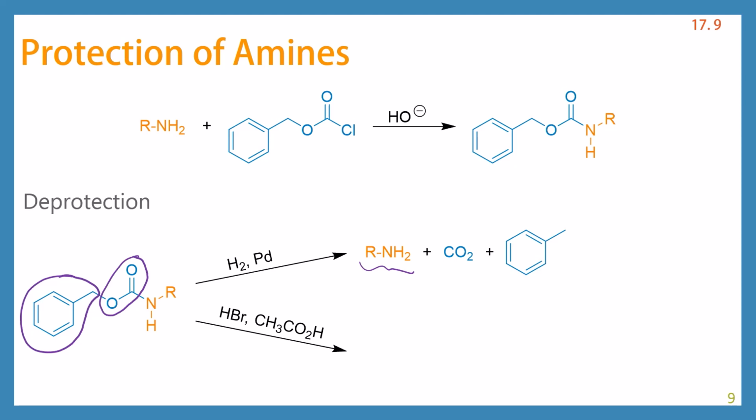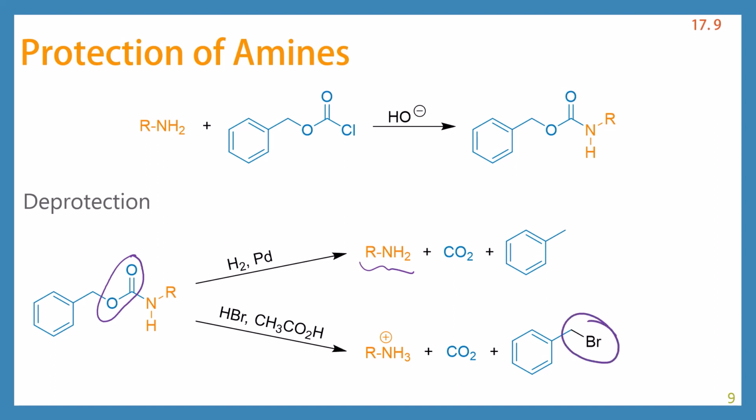Now, in the other conditions, hydrobromic acid and acetic acid, you're going to use a slightly different route here. You're going to end up with your amine, but it's going to be protonated, so you'll have an ammonium. You'll still get your carbon dioxide, just like you did before, but instead of ending up with toluene, you're going to end up adding a bromine onto it. So this would be benzyl bromide.